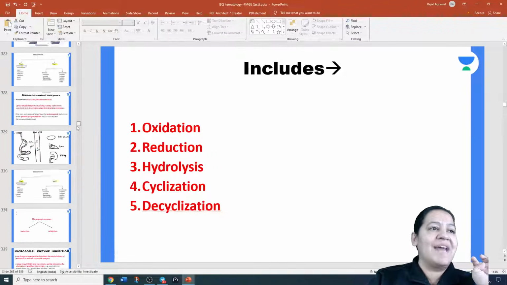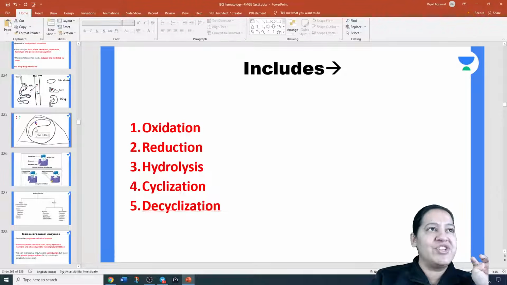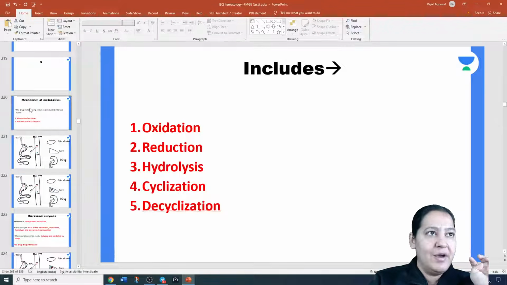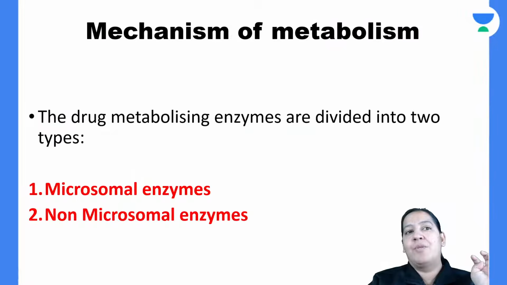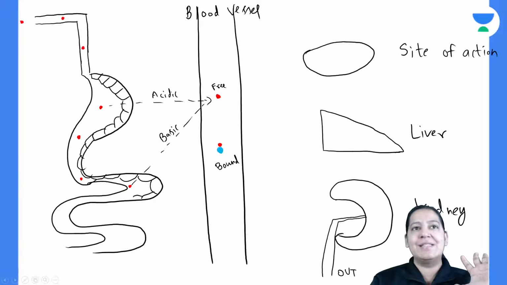So I'm coming to the mechanism. Now this portion is new, from which I have to continue my lecture today. Okay. So, mechanism of metabolism. How does metabolism take place? Listen, everyone, see here. This is a drug. Can you see the drug?